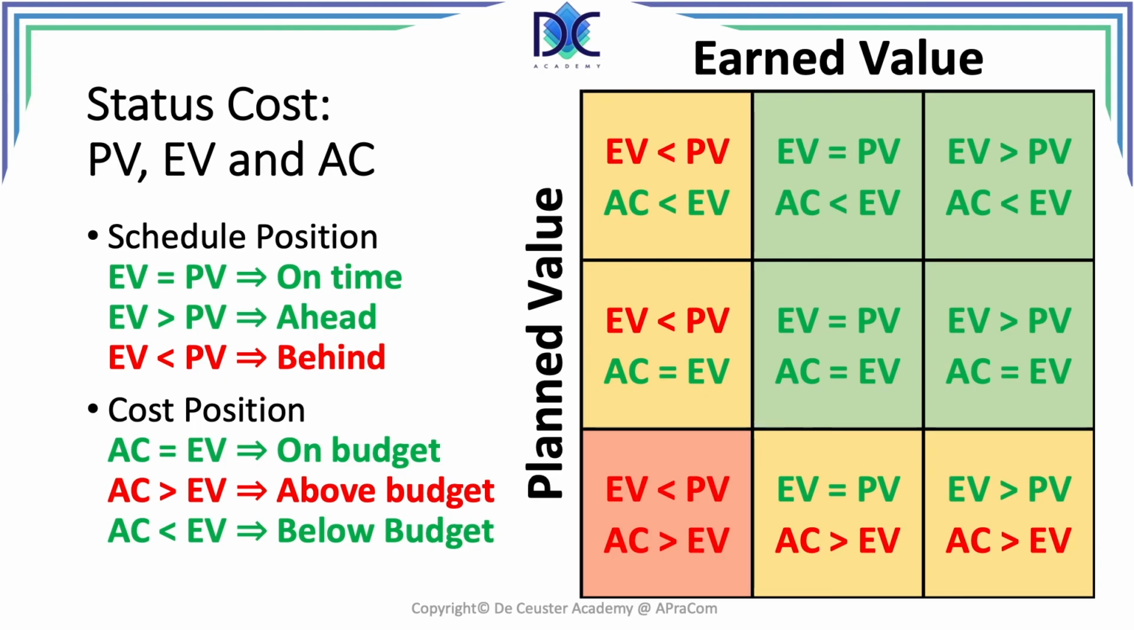In the two right squares, we see that the schedule position is not so bad, but we are overspending. But the red square is clearly a very bad situation because we are behind schedule and we are overspending. A very simple overview of the different cost positions. So whenever you know earned value, planned value, and actual cost, you can use this square to determine the cost and the schedule position of your project.